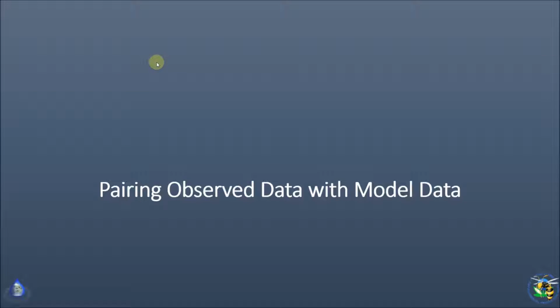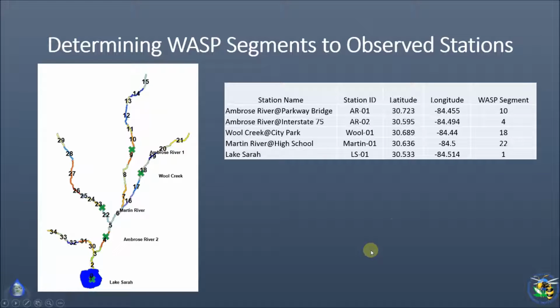Okay, now we're going to discuss how you pair your observed data with model data and the things that you have to know before you start this process in WRDB Graph. First, you kind of need to know where everything is when it comes to location and space. So over here on the left is our model network that we used for the watershed, and you'll notice that we have 5 measured stations up here. So the first one is Ambrose River at Parkway Bridge.